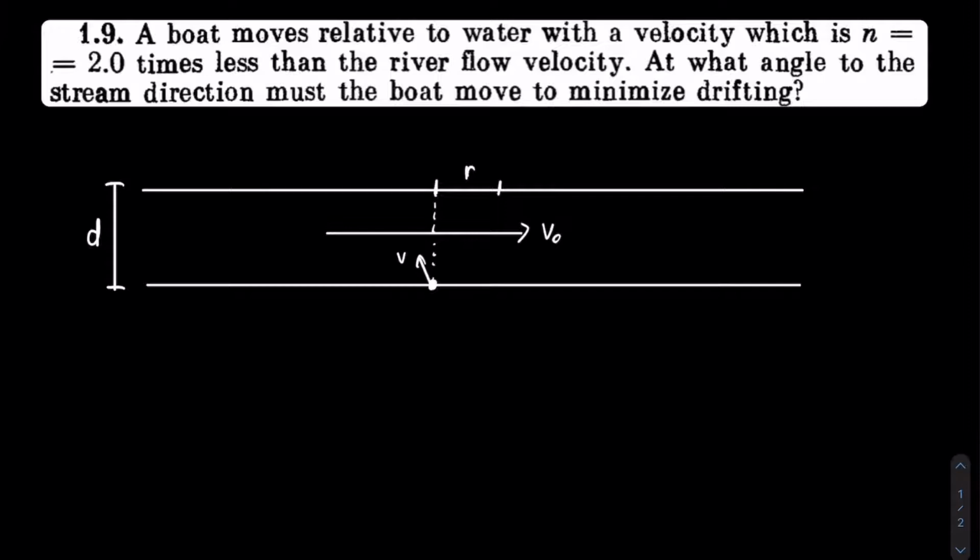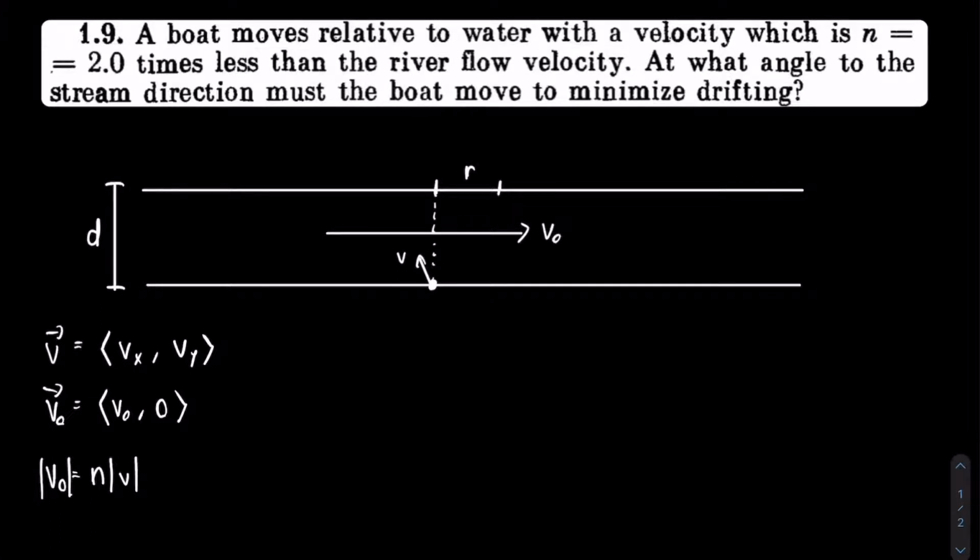So v is going to be the velocity of the boat if it were in still water. So the vector v is going to be equal to some velocity component in the x direction and the y direction. Next, we look at the flow velocity of the river, which is v naught, and it's still a vector, except it has no y component, and the x component is just going to be v naught. And then it is stated in the problem that the river flow velocity is equal to n times the magnitude of the velocity of the boat. So both of those are magnitudes.